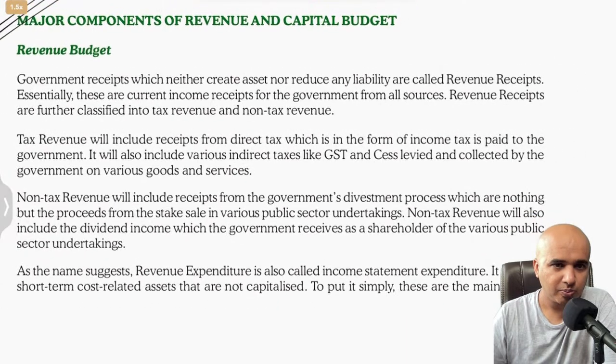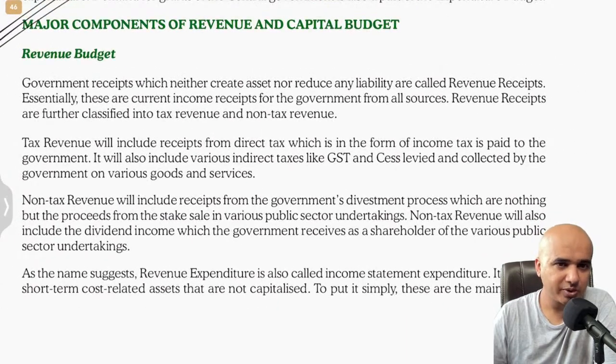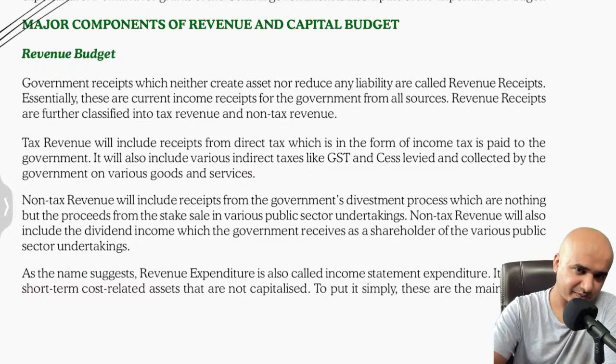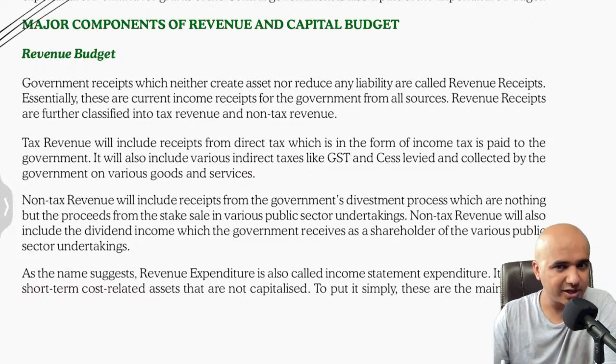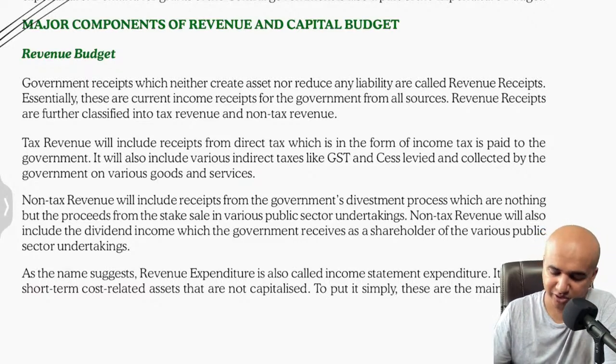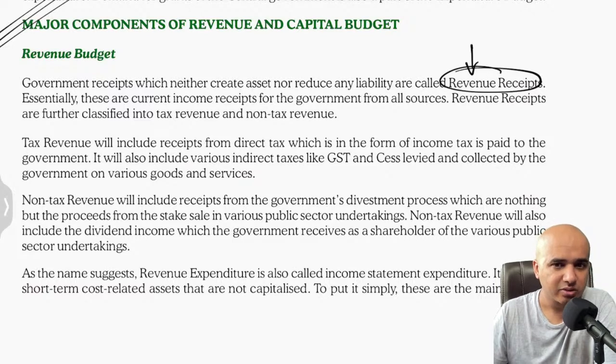So revenue budget, they say government receipts which neither create asset nor reduce any liability are called revenue receipts. If you are a commerce student, you are already aware of this. We have capital and revenue items. Essentially, these are current income receipts for the government from all sources. Just like we have capital receipts, revenue receipts, capital expenditure, revenue expenditure, here they are talking about the revenue receipt for government.